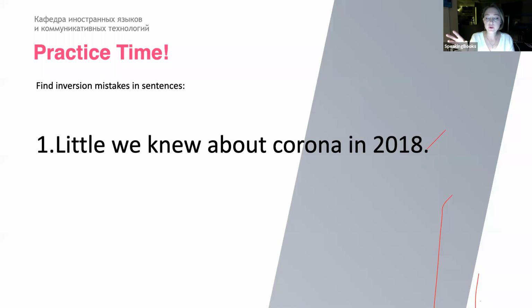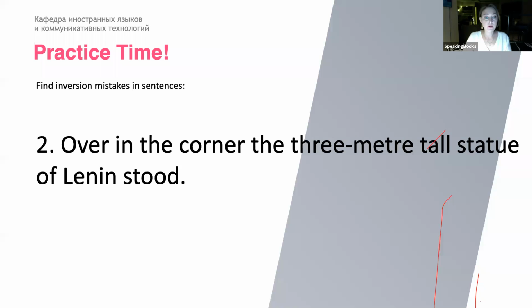After the adverb little, we need to use an auxiliary verb. This is the first type of inversion, when we invert the auxiliary and the subject. So we have to say little did we know. Little knew we, such a type of inversion only works in prepositional phrases. For example, in the corner. Oh, that's, by the way, the next sentence. Just a moment.